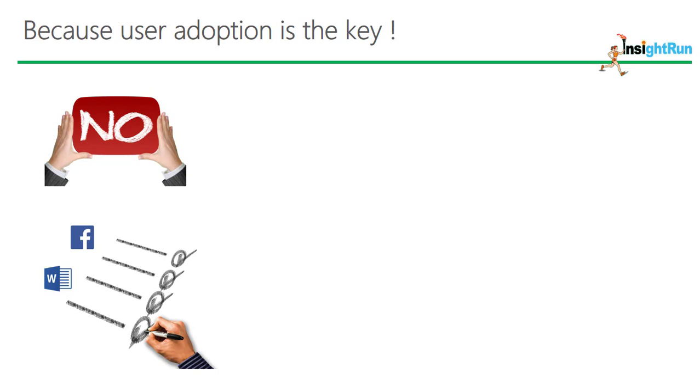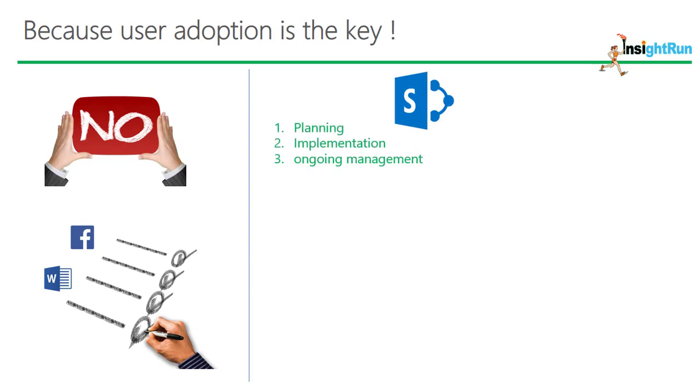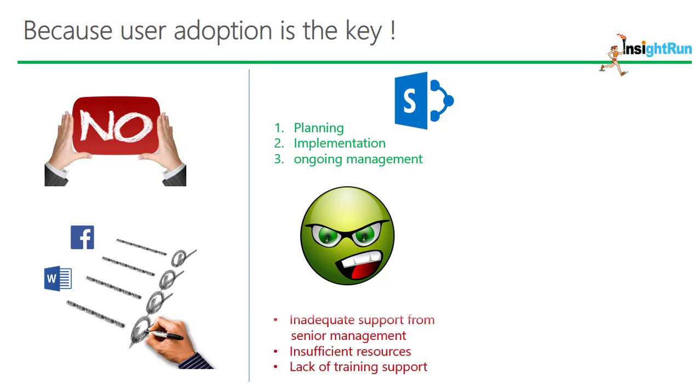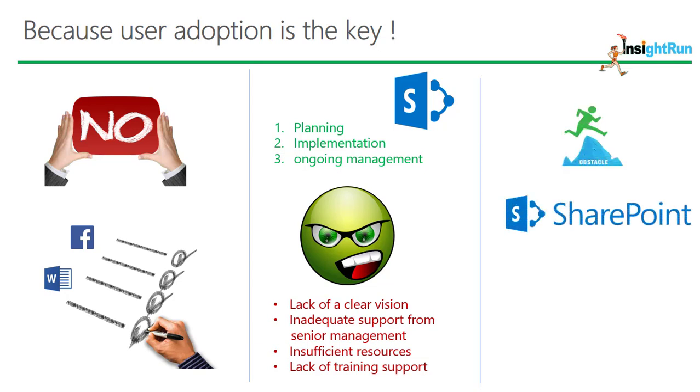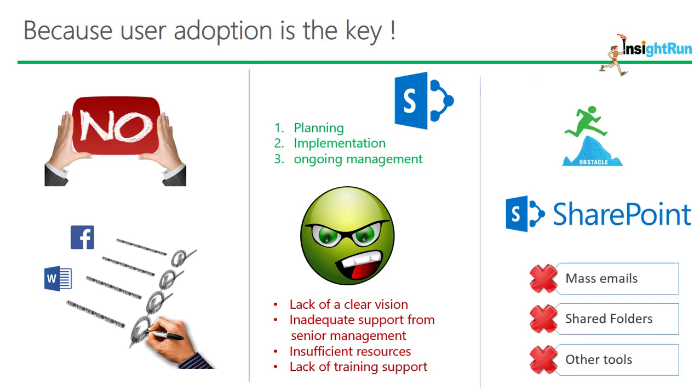most users don't see. If we consider a high-level view, a typical SharePoint project contains three major components: planning, implementation, and ongoing management. End users can face many common issues that can arise during and after rollout of a SharePoint application, such as lack of a clear vision, inadequate support from senior management, insufficient resources, lack of training support for end users, etc. Moreover, in order for SharePoint to be a success in your business, your end users need to be motivated to use SharePoint for collaboration instead of mass emails, shared folders, and other technologies. Because user adoption is the key.